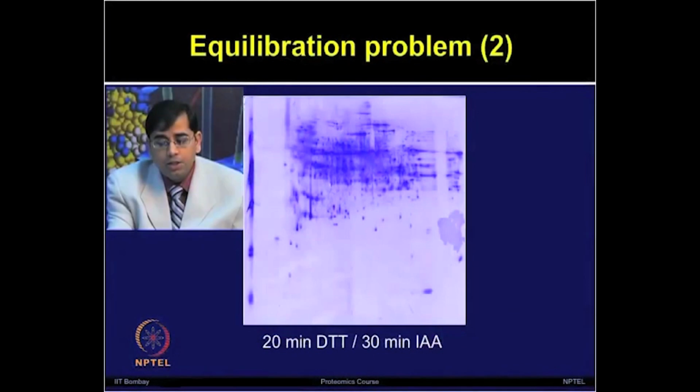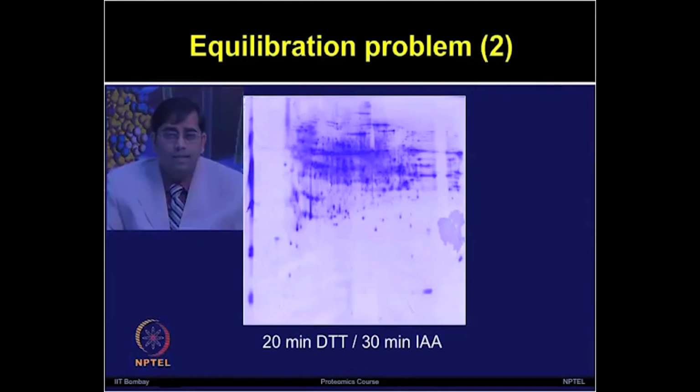In this gel, it is shown that by increasing the equilibration time to 20 minutes of DTT and 30 minutes of iodoacetamide, the gel pattern looks very problematic, and that is because of the equilibration excess.